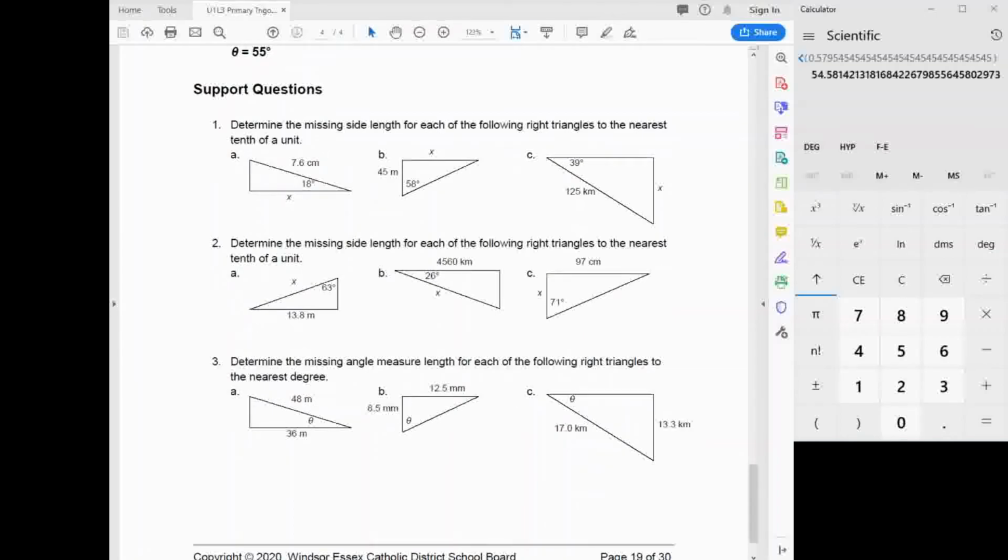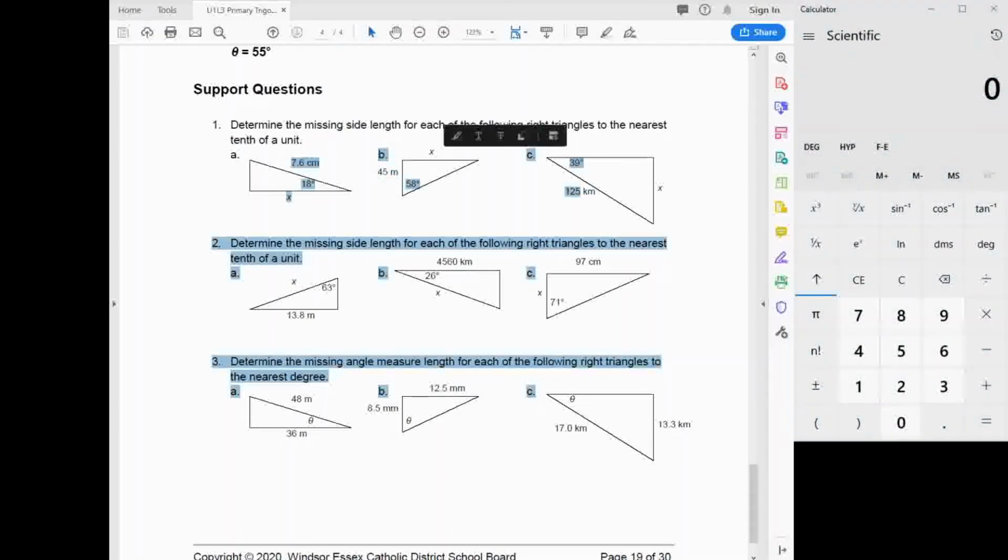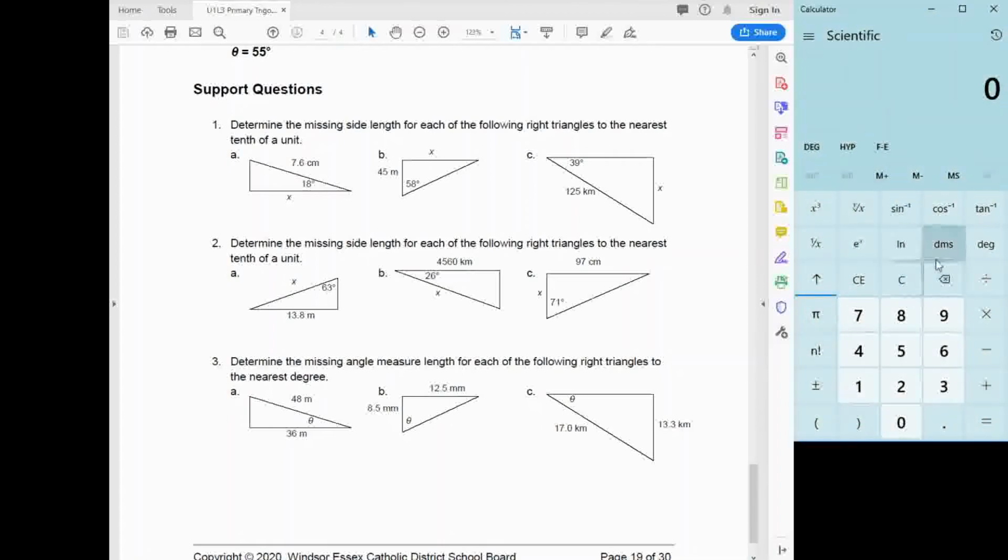So let's do some of these practice questions. I won't do all of them, but we'll do B for number 1 first. So to do this, I have to determine what is that x and what is that 45. Well, the x is the opposite of 58 degrees, and the 45 is adjacent to 58 degrees. So that tells me I'm going to use the tangent ratio.